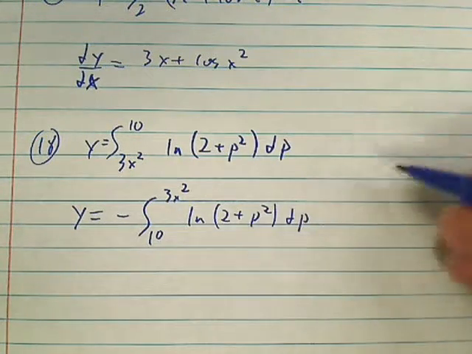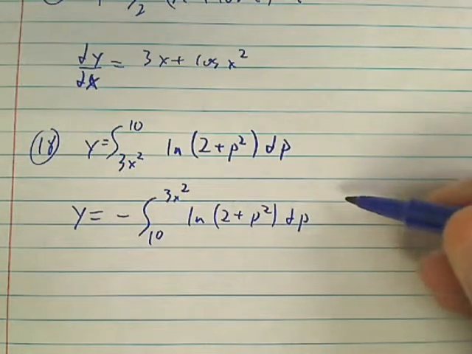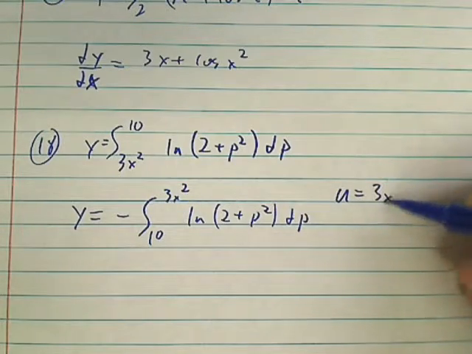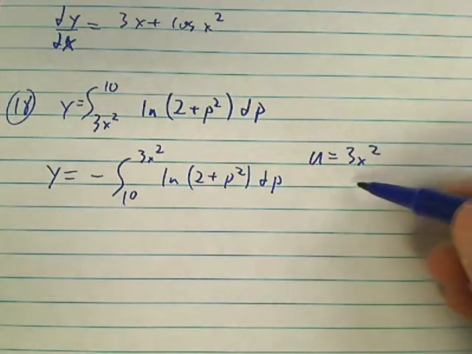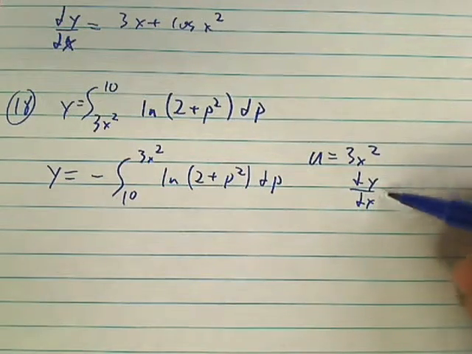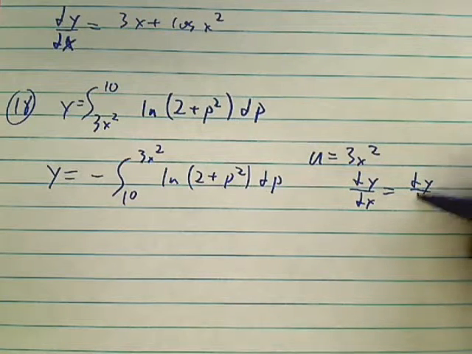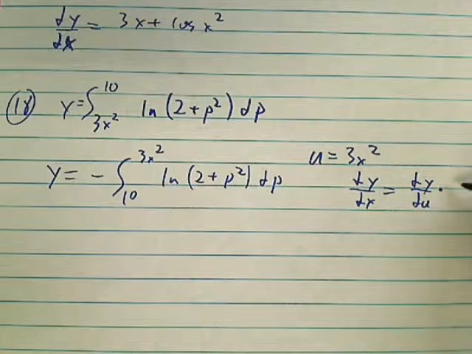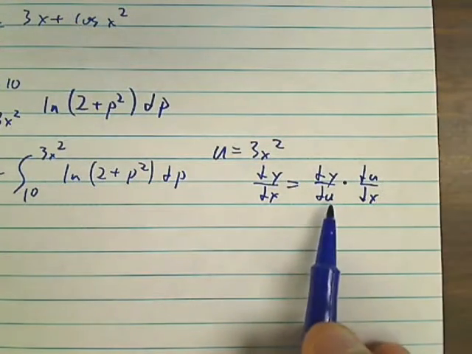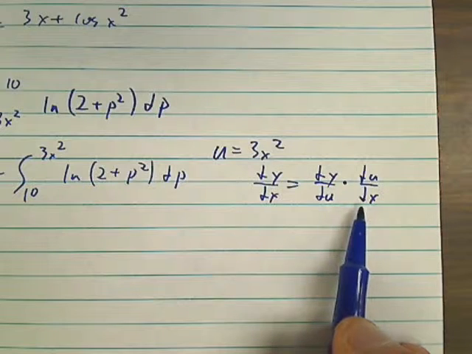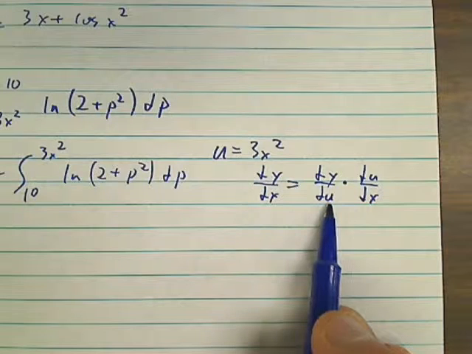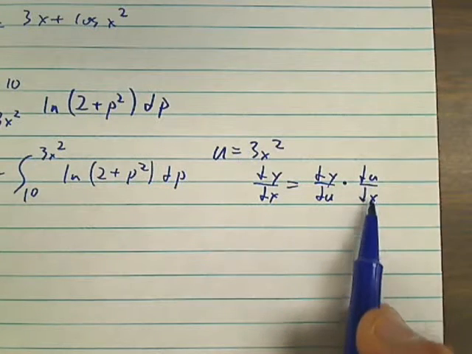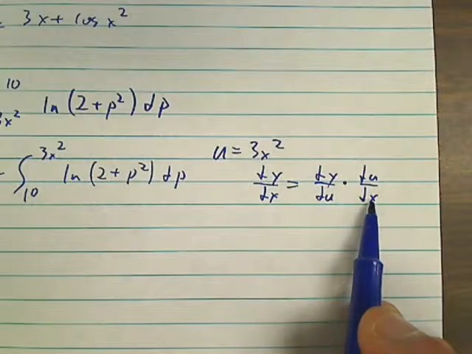Some other variable, and we usually use u for that, u equals 3x squared. And the chain rule is going to look like this: dy dx is equal to dy du times du dx. This doesn't look like how we usually write the chain rule, but it's basically saying the same thing. Just take the derivative and copy whatever the u is, consider that x, and then multiply by the derivative of what you copied, the derivative of u.